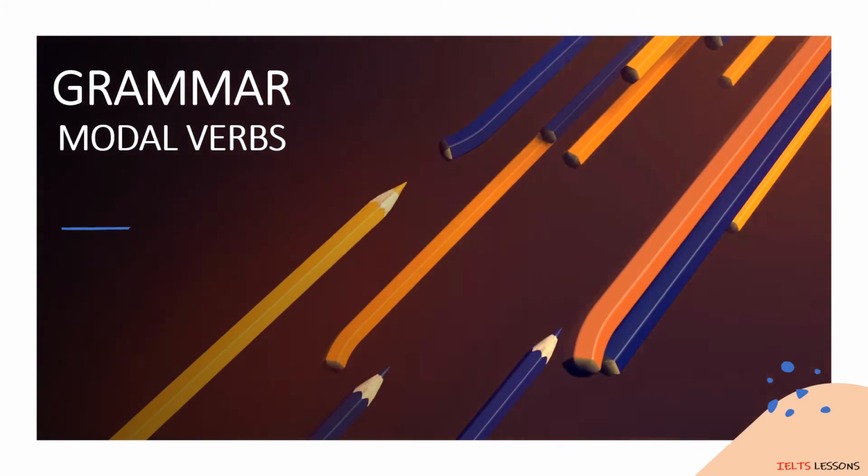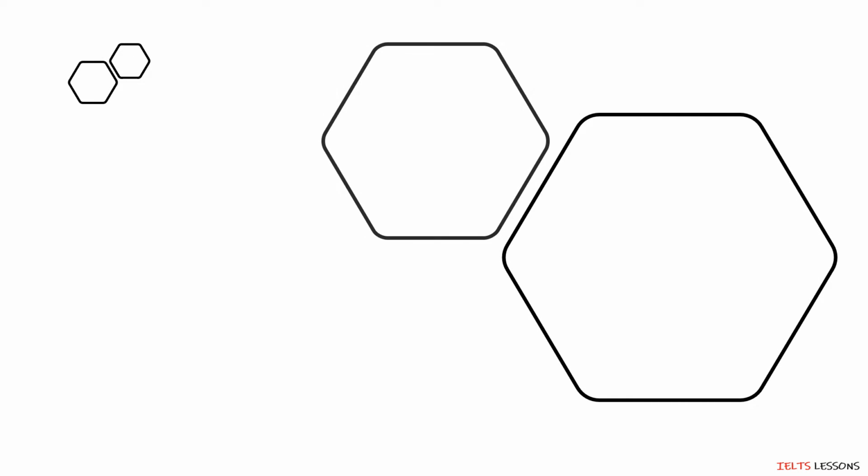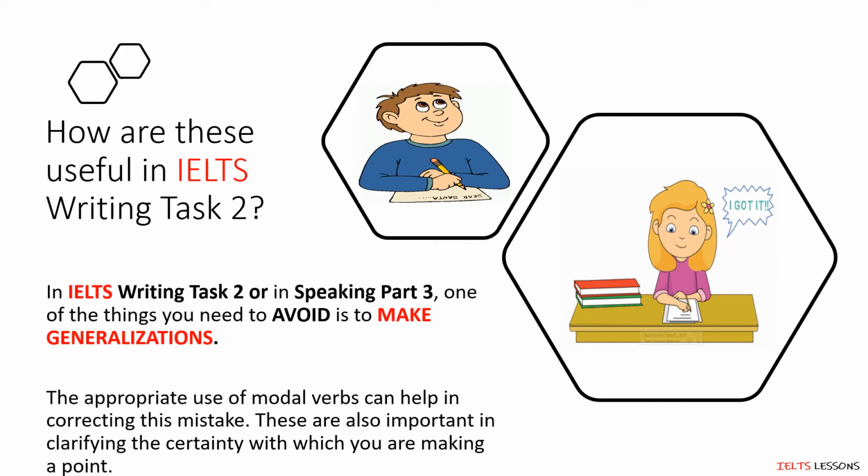Now, in making arguments, one of the things you need to avoid is actually to make generalizations. The appropriate use of modal verbs can help in correcting this mistake. These are also important in clarifying the certainty with which you're making a point.